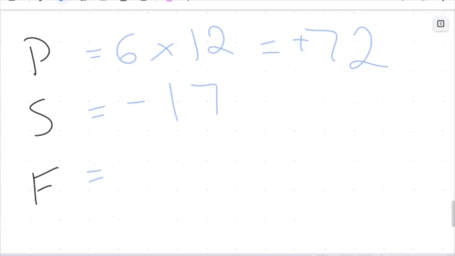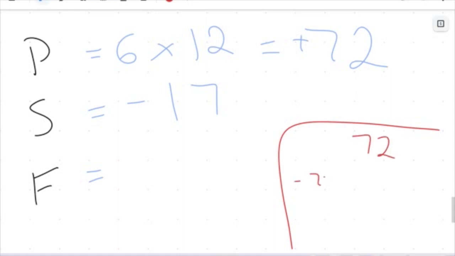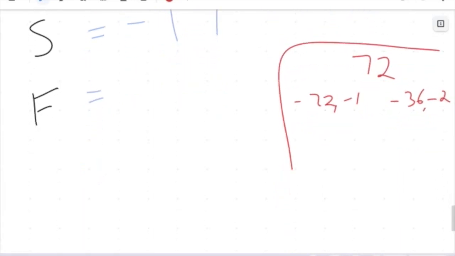Now, if I write out some factors of 72, I can have negative 72, negative 1. I can have negative 36, negative 2. I can have negative 8 and negative 9.